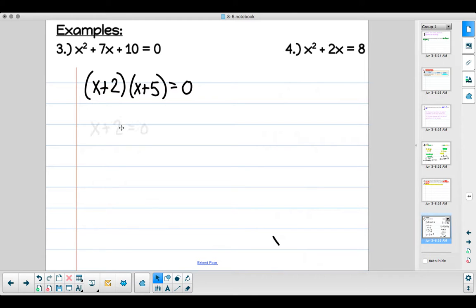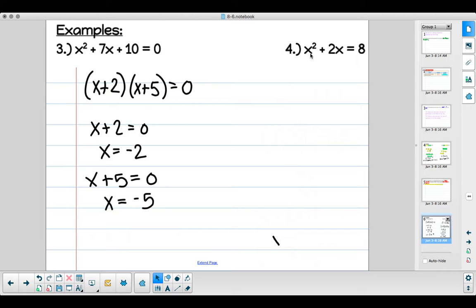And x plus 5 equals 0 would give us x is equal to negative 5. So the solutions are negative 2 and negative 5. If they asked you for the axis of symmetry, it would be halfway between these 2 points. So negative 2 plus negative 5 is negative 7, divided by 2. The axis of symmetry is at negative 3.5.